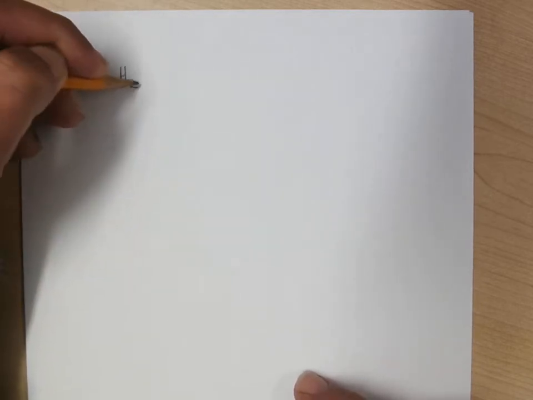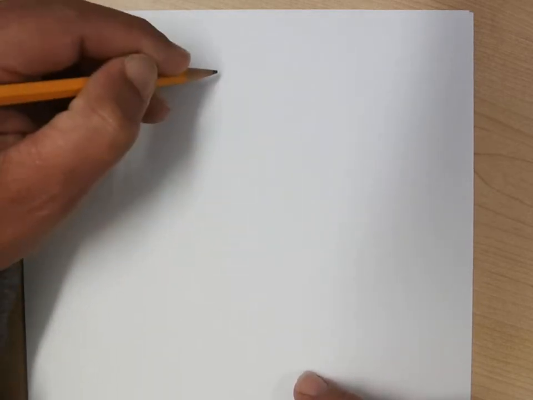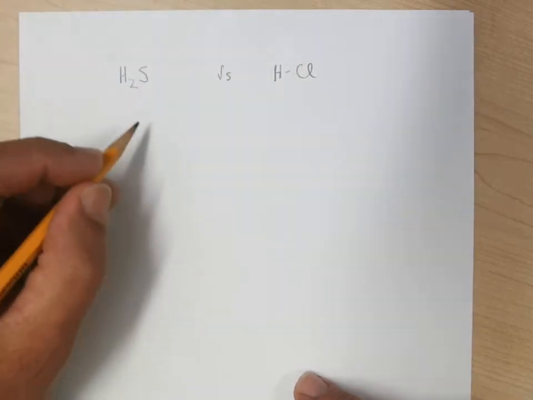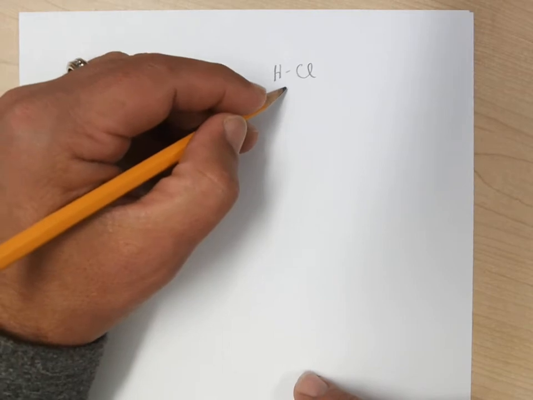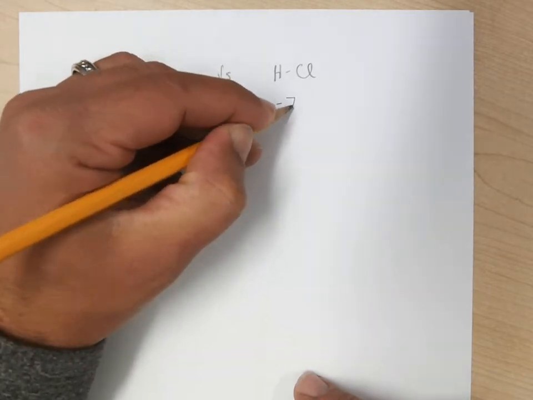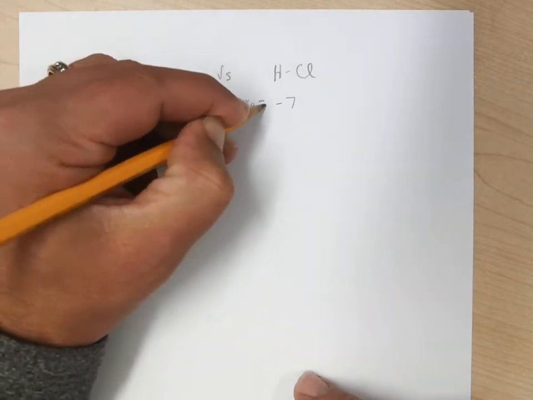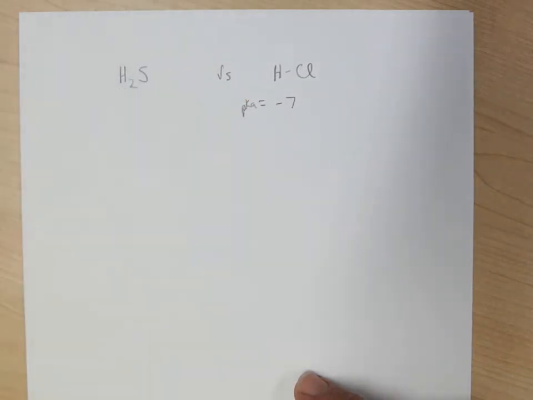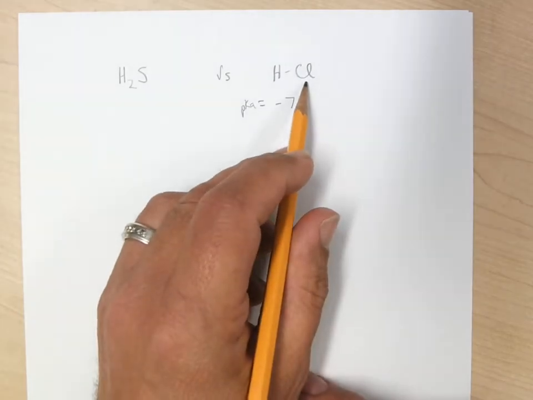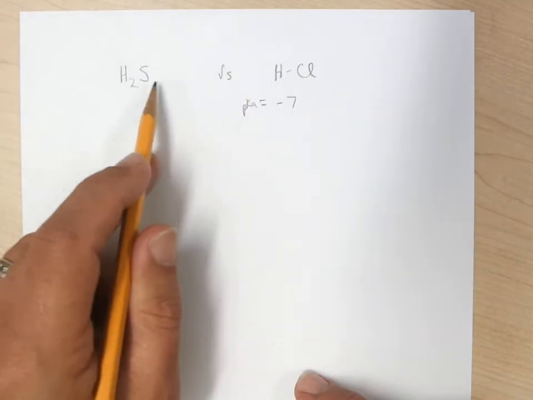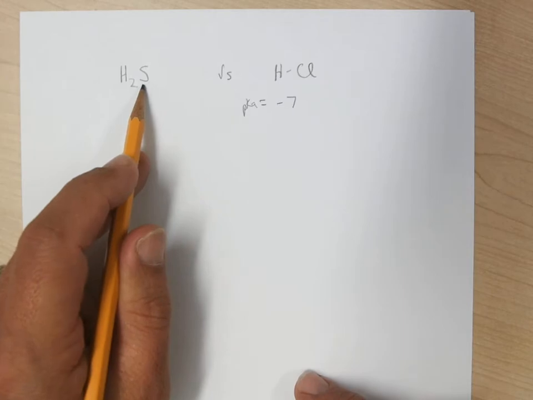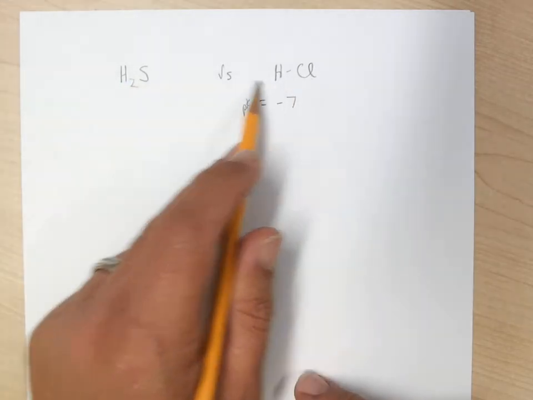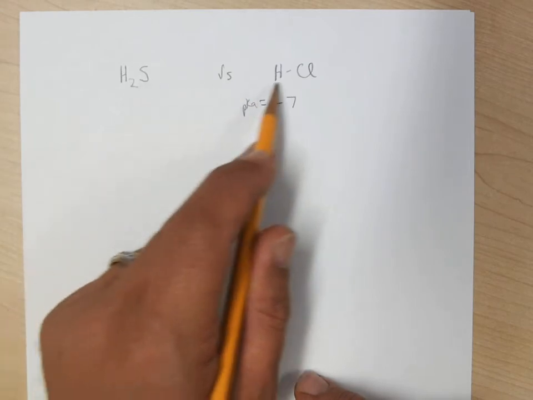The first pair would be H2S versus HCl. So HCl is one of our very common ones. You should know that pKa equals about -7 for this one. H2S, you think, how does this relate to that? Well, the atom directly bonded to the hydrogen is different. They're both in period 3, so they're about the same size. Sulfur is less electronegative than chlorine.